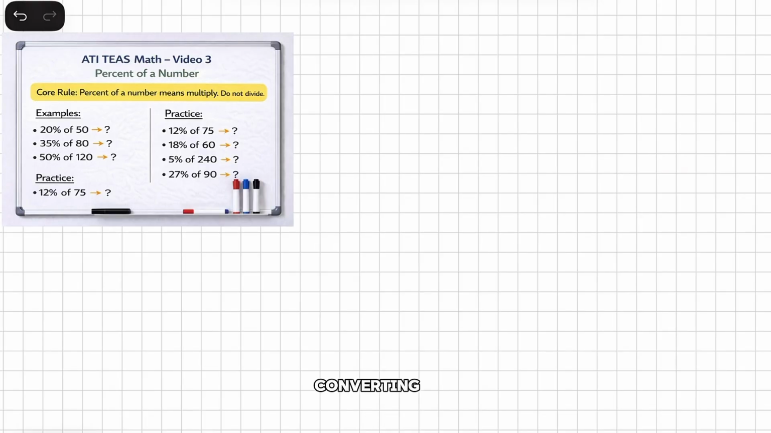We talked about converting fractions to decimals, and decimals to percentages. In today's video, we are going to be talking about how to look for a percent of a number. There is just one quick rule. To look for a percent of a number, you just have to multiply the percent that they have given you by the number, right?